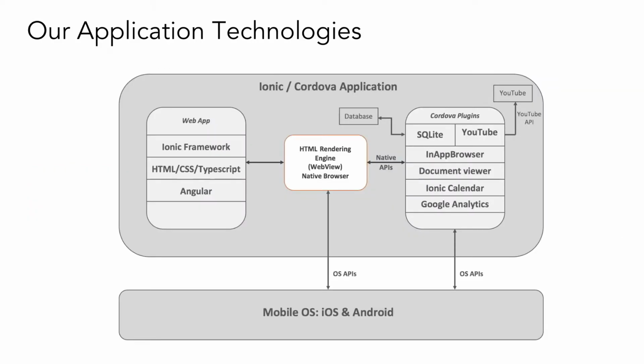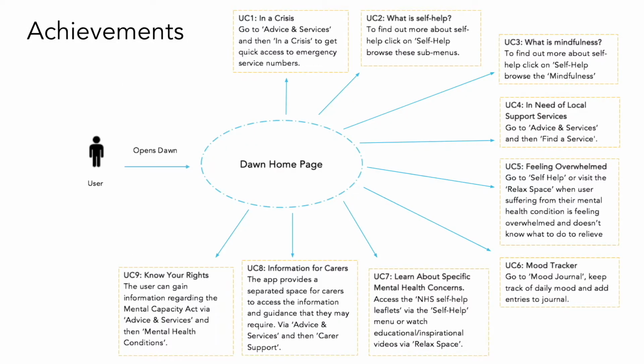The Ionic framework used alongside Cordova plugins allows implementation of a range of features such as the Ionic calendar, the in-app browser, and document viewer. Using these front and back-end technologies together has allowed us to create the features seen throughout the app. Using the technologies discussed means we were able to develop a fully functional mobile app that meets and exceeds all of the basic requested requirements and use cases discussed. Okay, let's open the app.